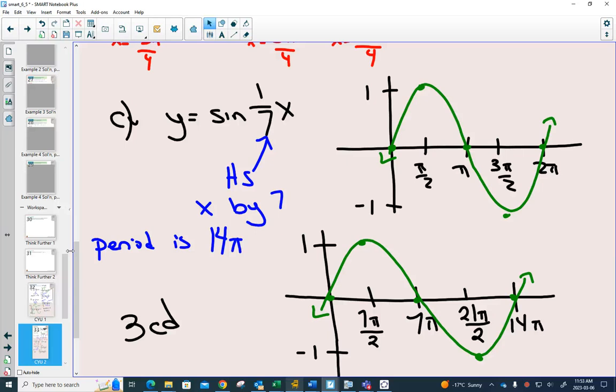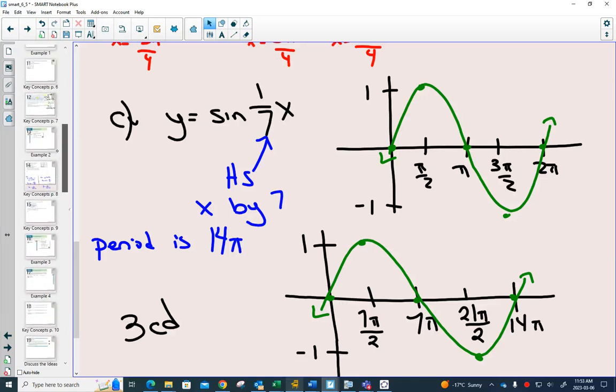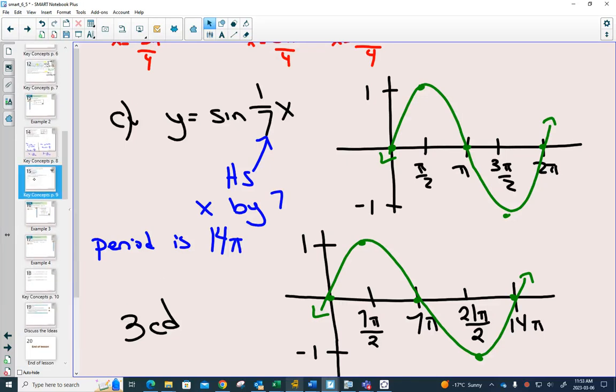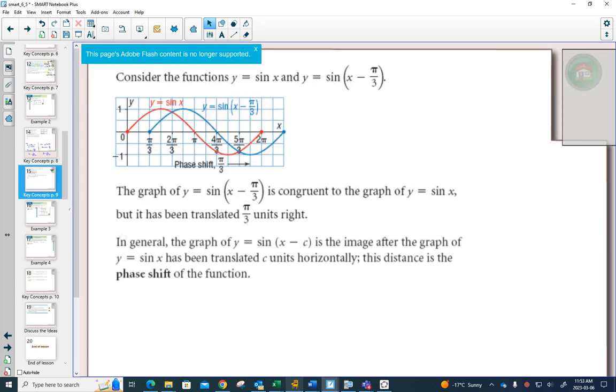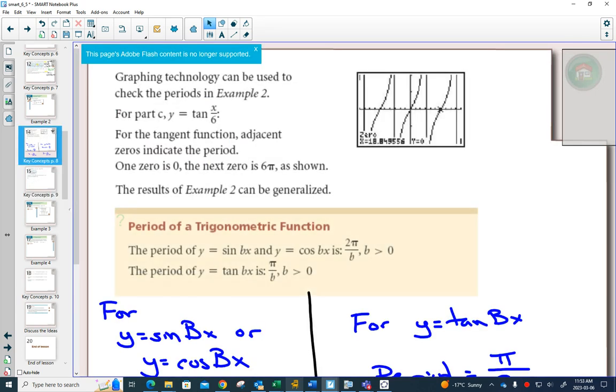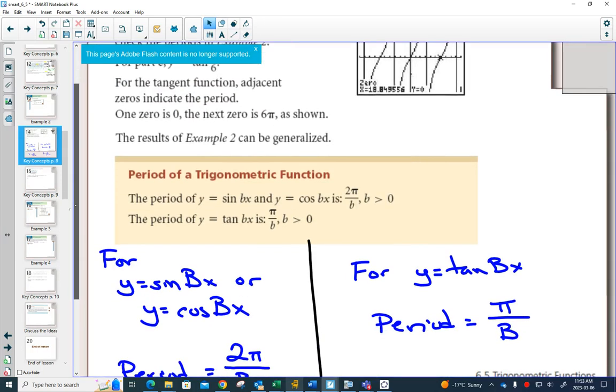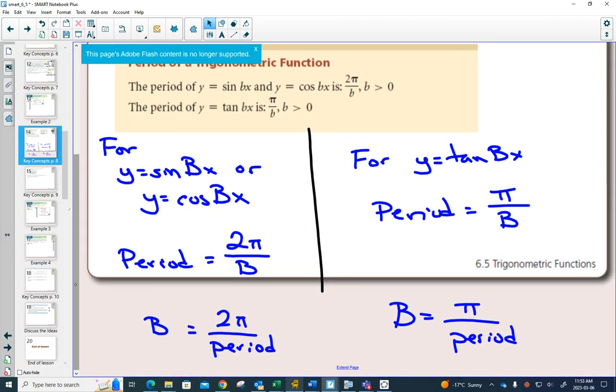Okay? So at the bottom of the page, there's a little box with formulas in it. Period of a trig function. Okay? I'd like you to write this underneath as well. These formulas aren't on your formula sheet, but if you have a horizontal stretch or compression, you have to multiply by the reciprocal. Multiplying by the reciprocal is like dividing by the b value. So we have a formula for sine and cos that your period will be 2 pi divided by your b value.